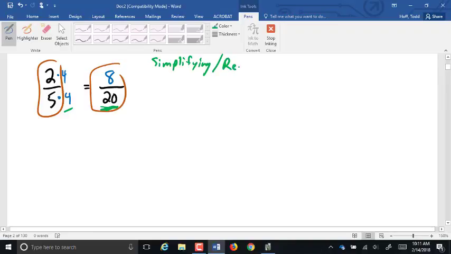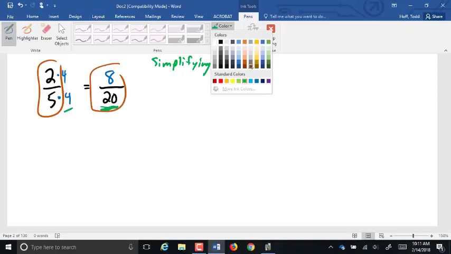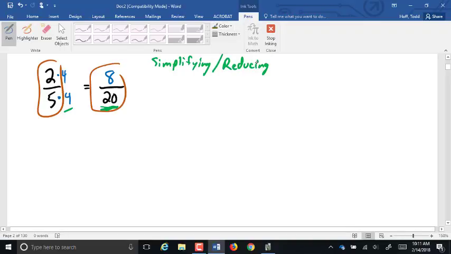Sometimes called reducing. I don't like the term reducing because it implies you're making the value smaller. We're not. The value is staying the same. We're just making each of the pieces smaller. But here, we change this by multiplying by 4 on top and bottom.